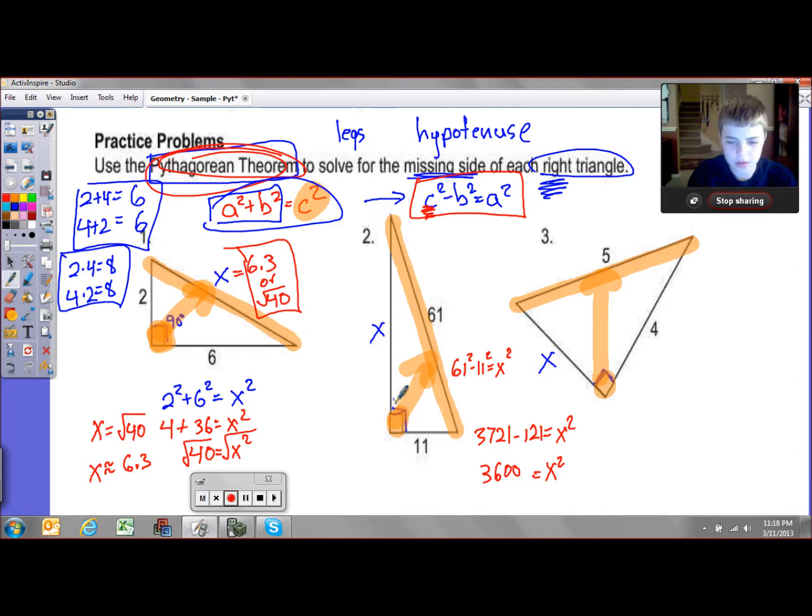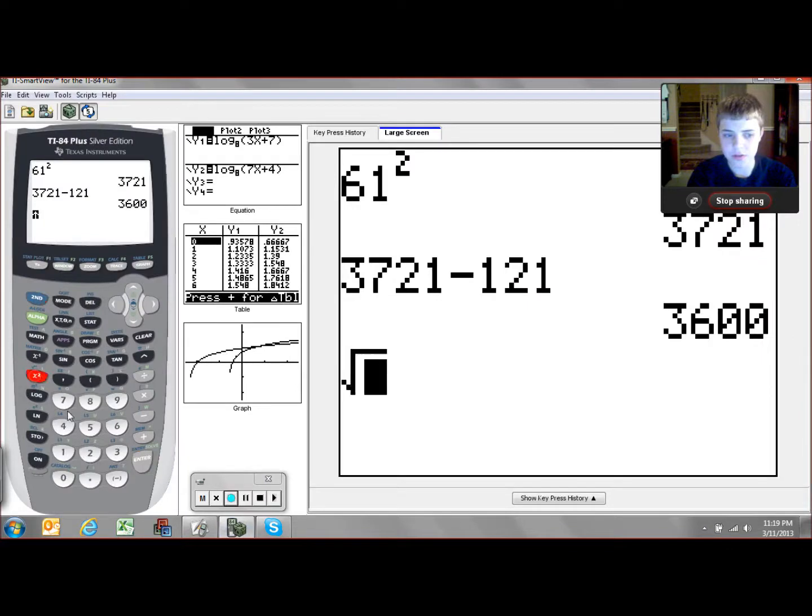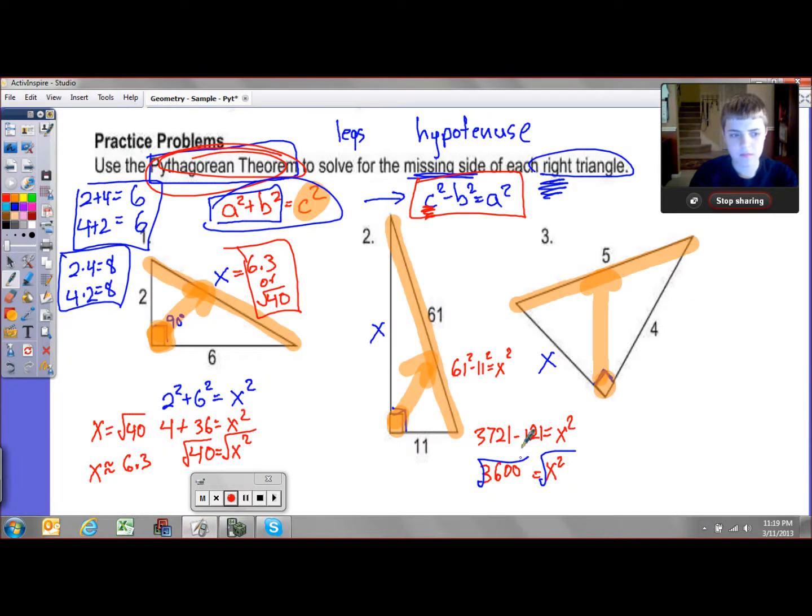Then you would have to square root your answers. Yep, square root. And with my calculator, the square root of 3600 is going to give us 60. So this time we have a whole number answer. We don't have to worry about leaving it with the square root sign or in decimal form. So x would equal 60. Okay, so I'll write that over here. X equals 60.